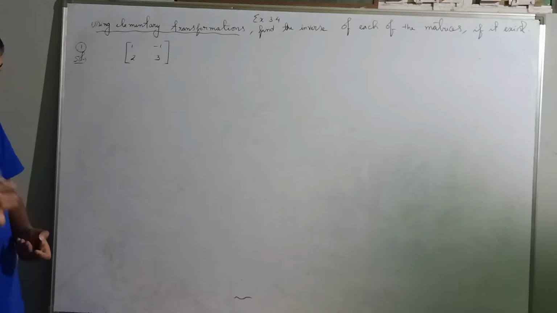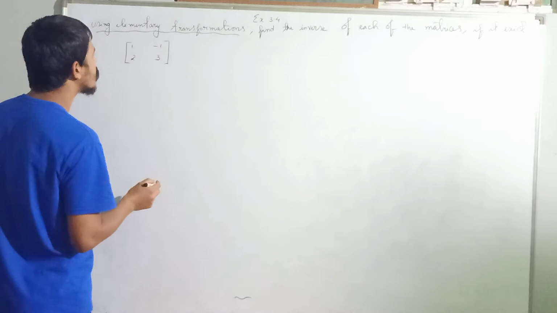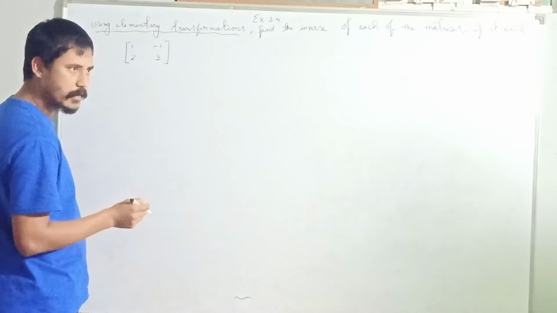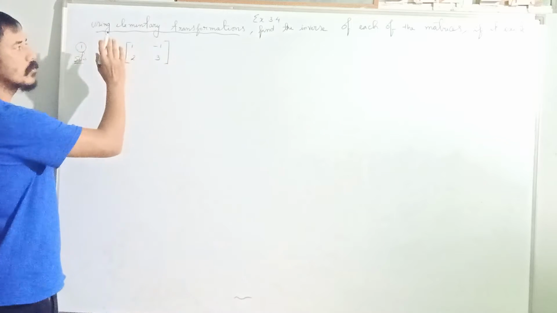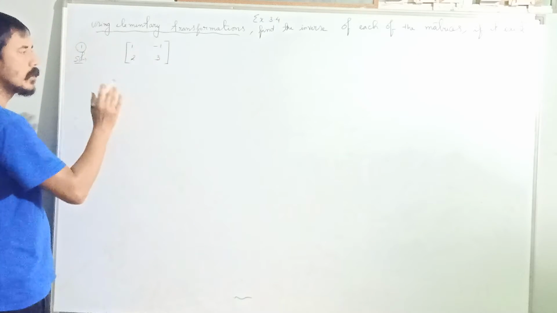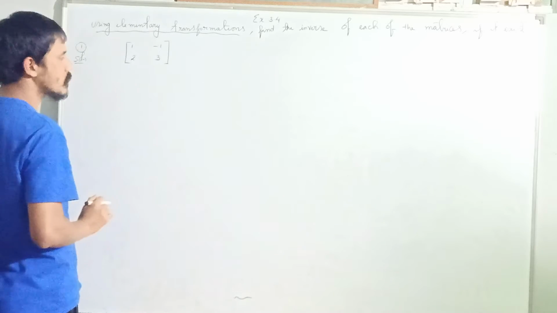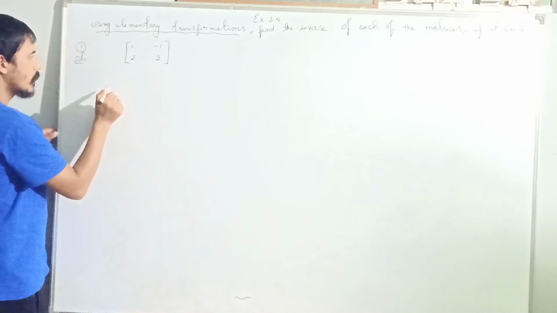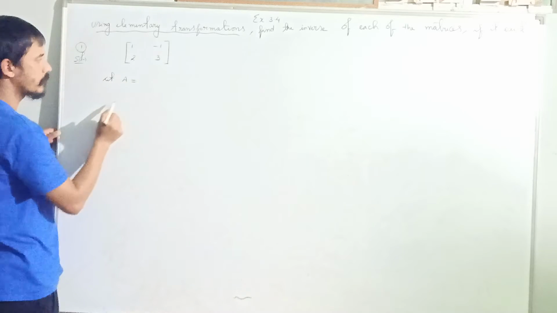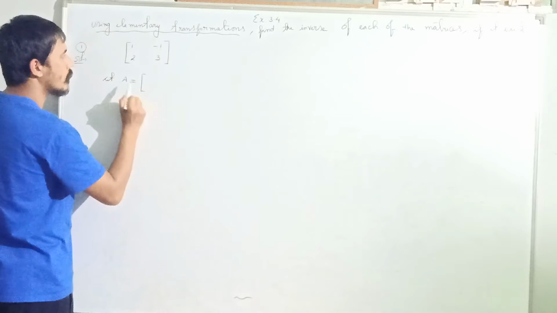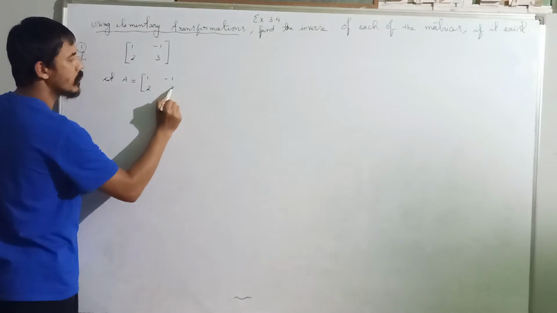Is it okay? It's very simple. So what I'm going to do is use the row transformation. Using elementary transformations, I'm going to do certain operations on the rows to find the inverse of the matrix. Let this matrix be represented by A, right? A is 1, minus 1, 2, and 3.